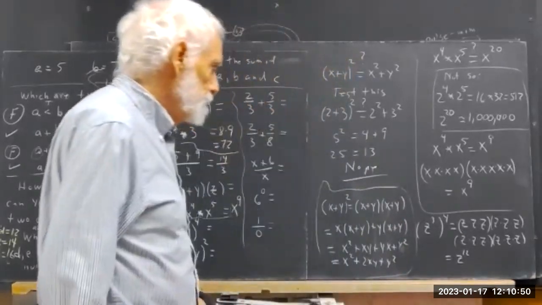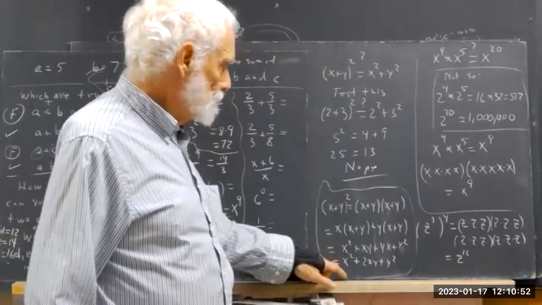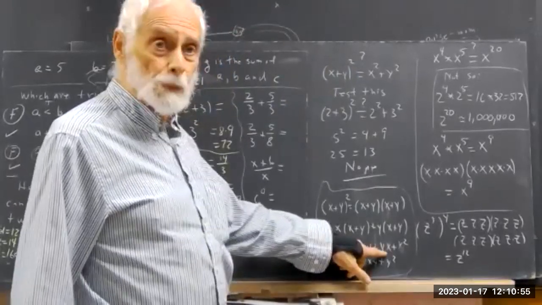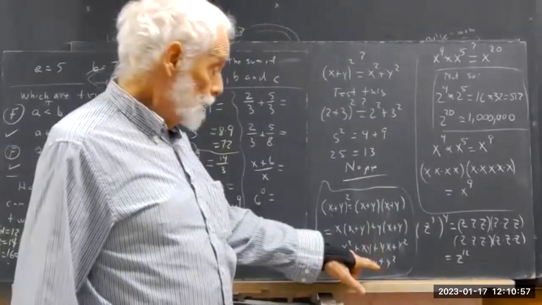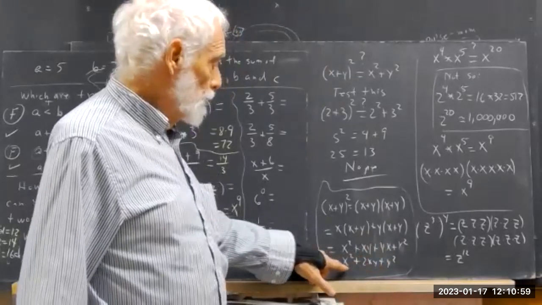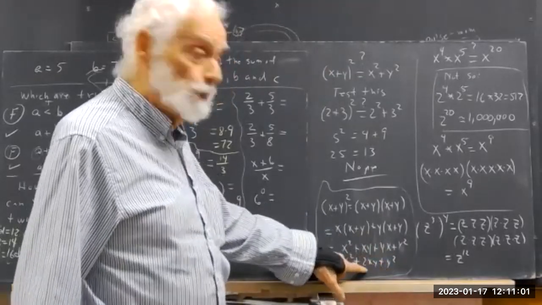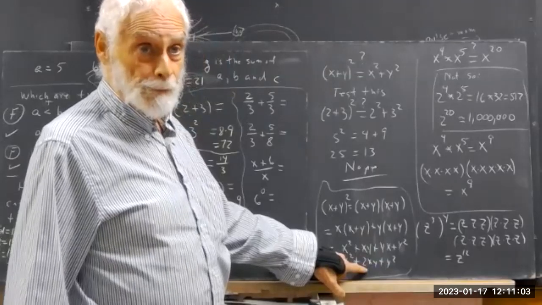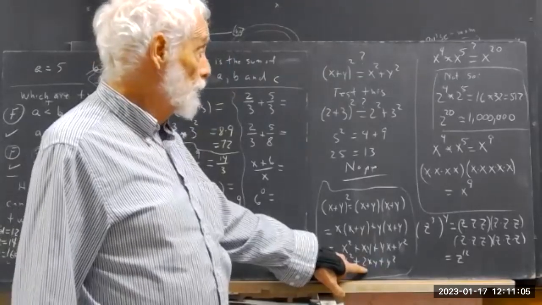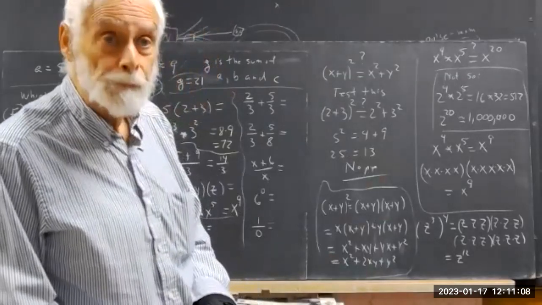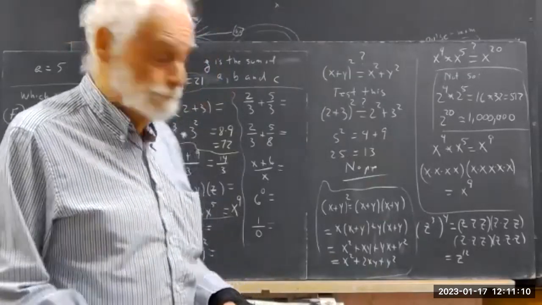Not x squared. And xy is the same as yx, so we got two xy along with our x squared and y squared. So you see that we got this 2xy in there. I can draw you a picture and make sense of that, some squares and stuff, but I'm not going to take the time. Fair enough? Okay.